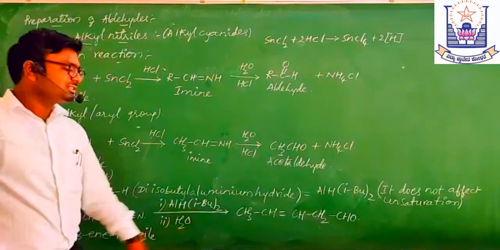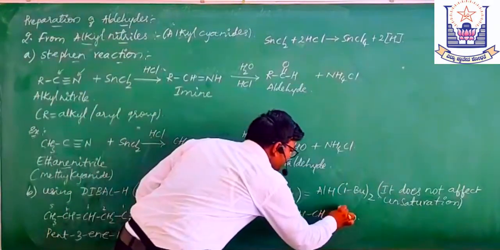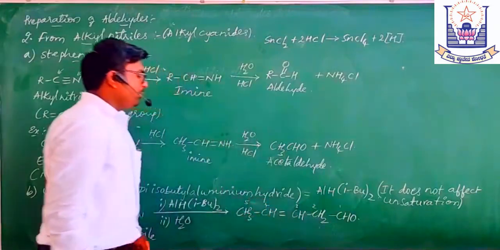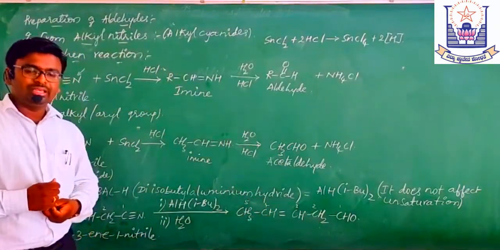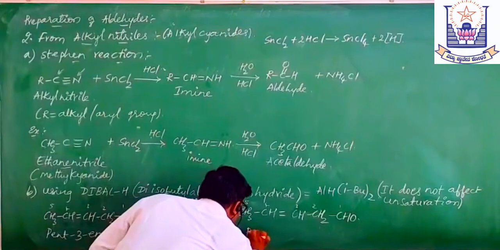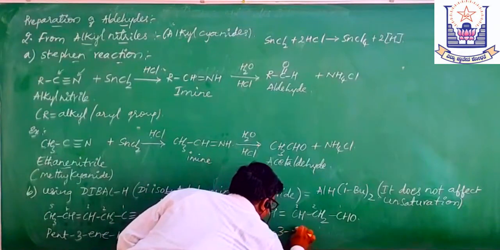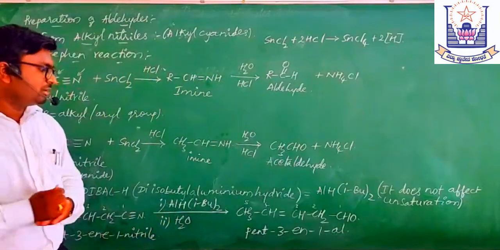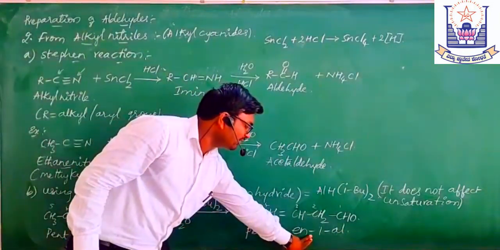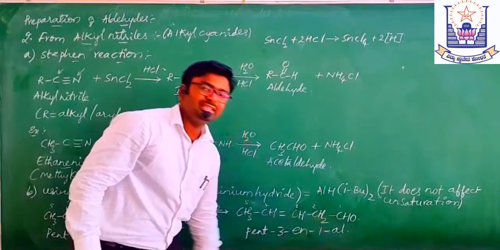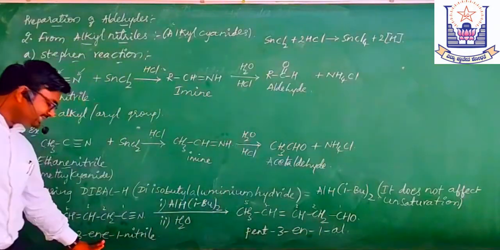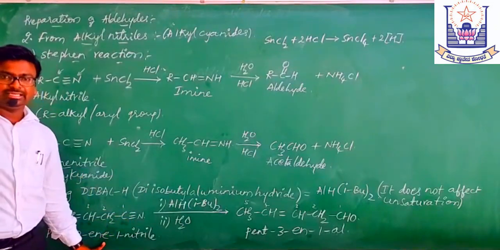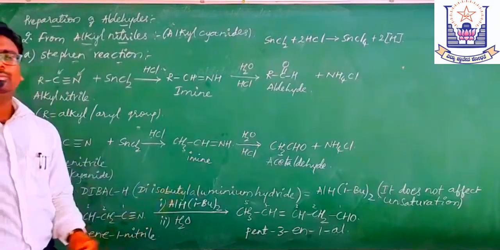So what is the name of this compound? Again count the numbers 1, 2, 3, 4, 5. Pent-3-en-1-al. Pentenal it is called. See here, in ENE, the E of this alkane is replaced with the Al, but in nitriles the E is kept as it is. For other classes of compounds you can replace it.